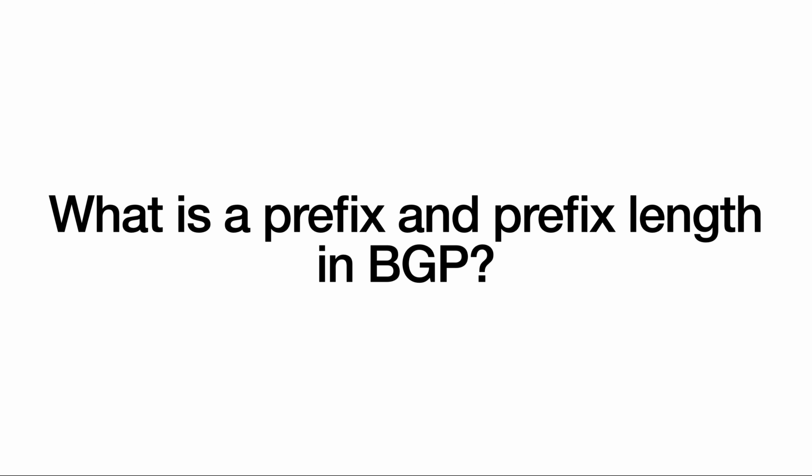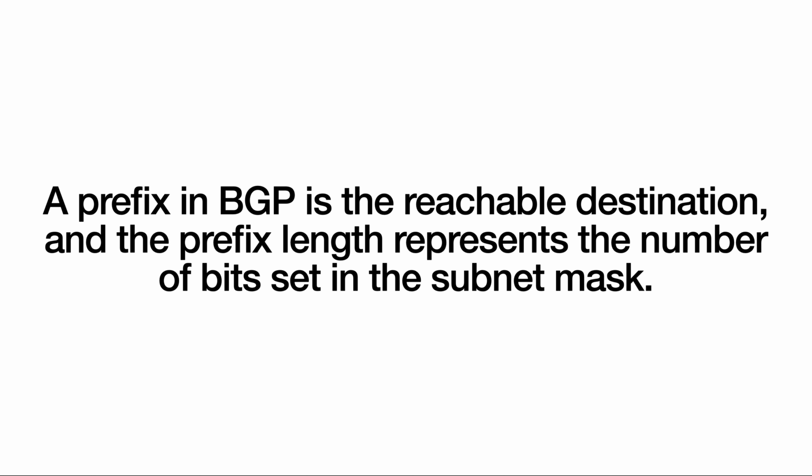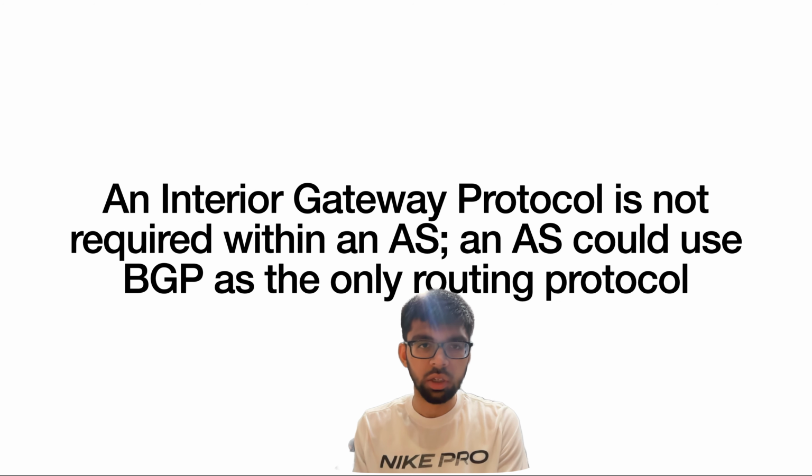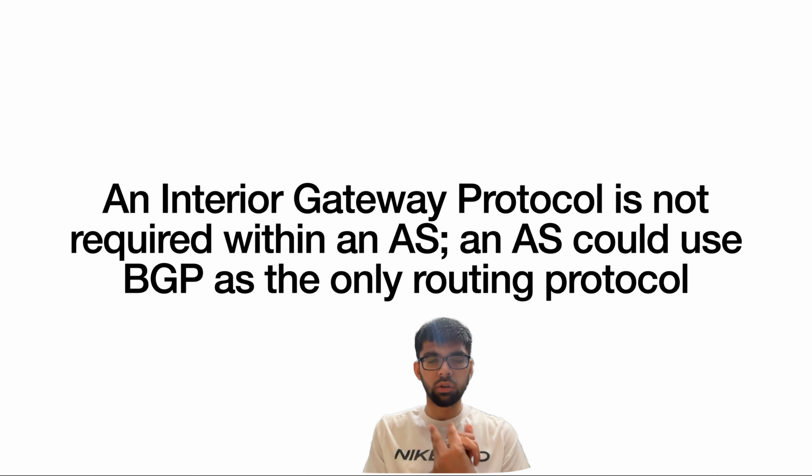So, firstly, what is a prefix and a prefix length in BGP? The prefix is the reachable destination. The prefix length represents the number of bits set in the subnet mask, and the network layer reachability information, NLRI, is the prefix length and the prefix. So I just wanted to go over those terms there.